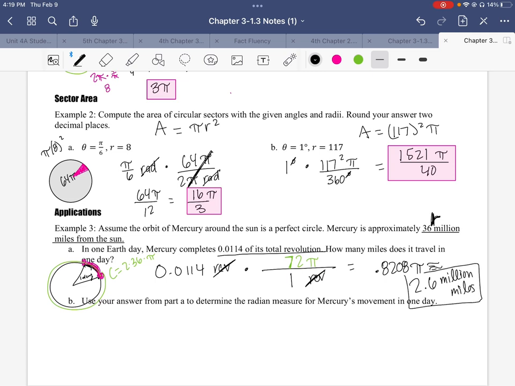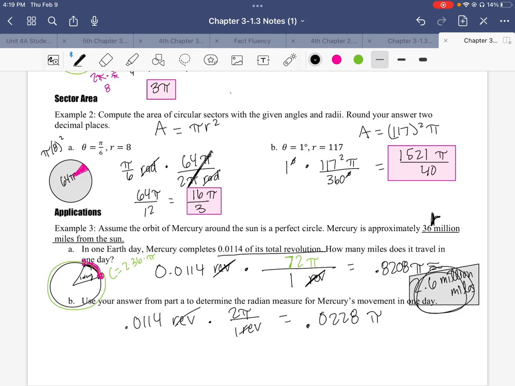Okay. Now it also wants us to give it in radians. That's what this part B is. Okay. You have some choices here. You could just turn some things into radians from the get-go and realize that the entire circumference of a circle in radians is just 2 pi. Okay. So you could do it this way. You could do 0.0114 revolutions times 2 pi radians over 1 revolution, and say, well, then that's going to be 0.0228 pi, and then actually multiply that in. And that is one way to do it.